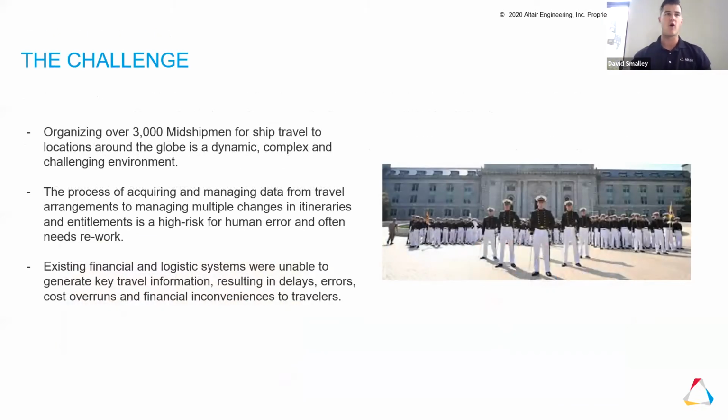But as anybody can imagine, organizing over 3,000 midshipmen for ship travel to locations around the globe is a dynamic, complex, challenging, and constantly changing environment. The process of acquiring and managing data, from travel arrangements to managing multiple changes in itineraries and entitlements, is a high-risk process for human error and often needs rework. Essentially, from the contract that they took over, the original processes, financial and logistical systems that were in place were unable to generate key travel information, resulting in delays, errors, cost overruns, and even financial inconveniences for the travelers. Imagine getting shipped overseas and then, oh, you have to get a ticket back and we'll reimburse you at 20 years old. Not fun, right?